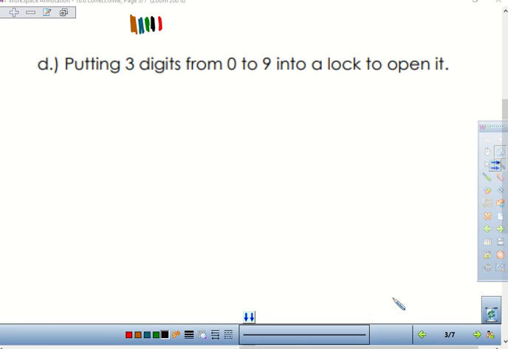So, putting 3 digits from 0 to 9 into a lock to open it. Okay, that one's a very obvious permutation, right? The reason that this one's an obvious permutation is because if you know your locker combination is 520, you know that 205 is not going to open your locker. So for that reason, this is definitely a permutation. Very good question. We actually talk about that in college classes a lot. It's incorrect to call it a combination lock. It's actually a permutation lock.